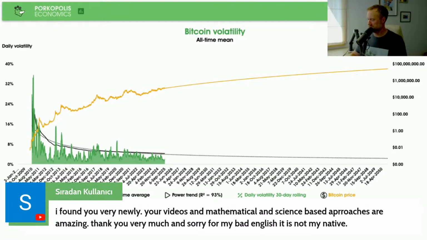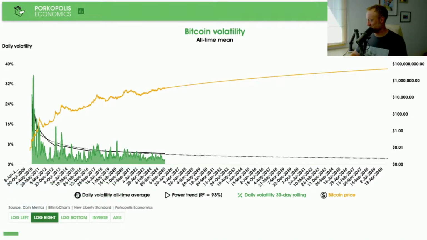Thank you, Siradon. Appreciate it. No, it's totally fine. A lot of tools anyway to help with that. Feel free to use ChatGPT for the translation, or Grok, or whatever. Or Google Translate. Does anybody use that anymore?